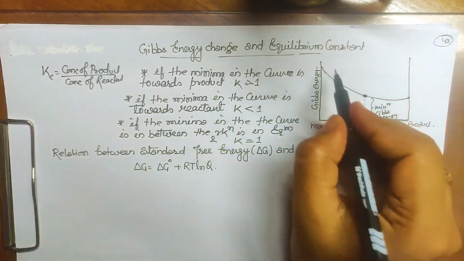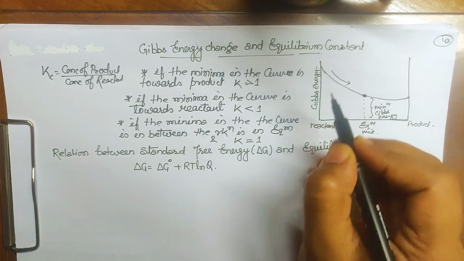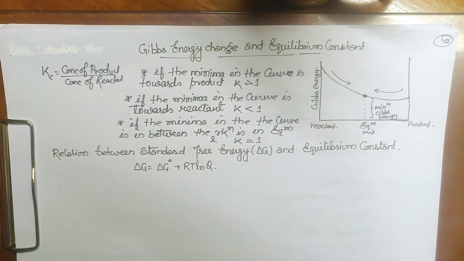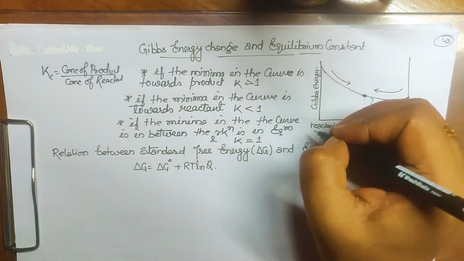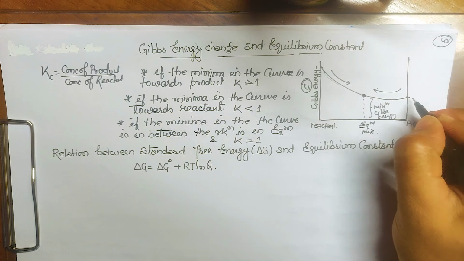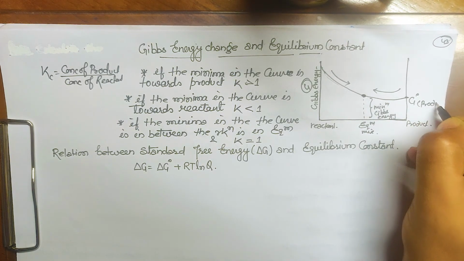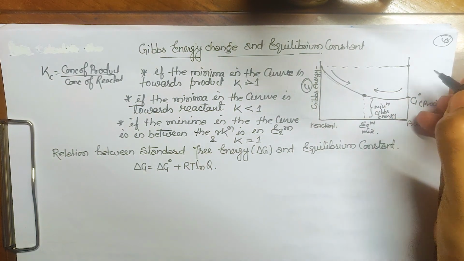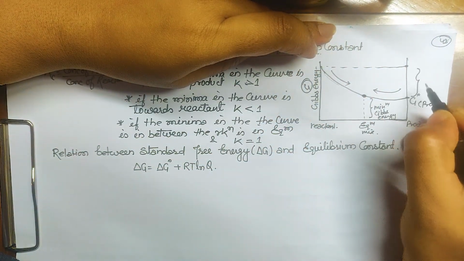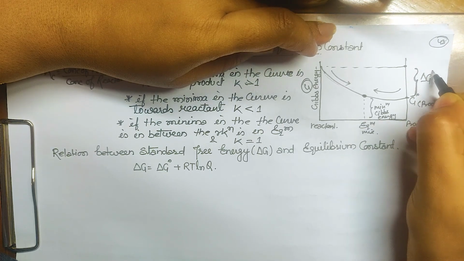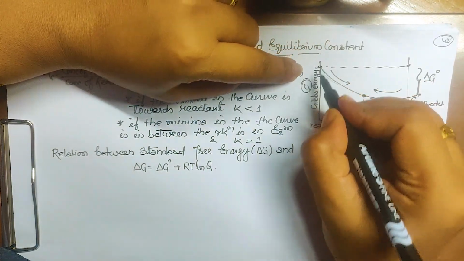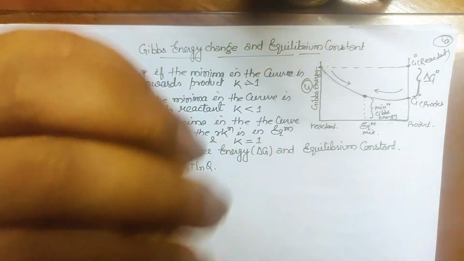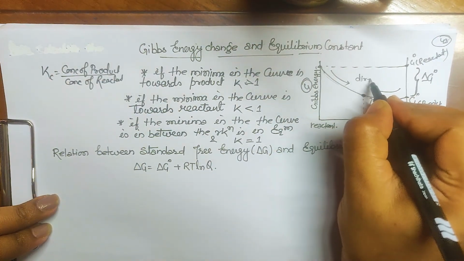And this is the direction. It can go in this way also, it can go in this way also. This is the direction of a spontaneous reaction. Here this is delta G, and here it is G naught for the product. And for the reactant, this is the G naught for the reactant. This value is called delta G naught. Are you getting it? Any problem in this? So this is the direction of a spontaneous reaction.